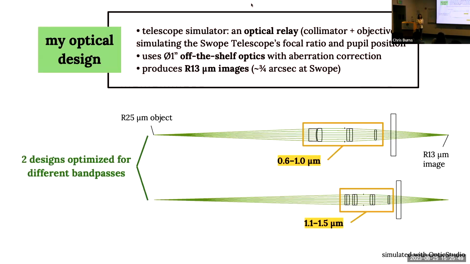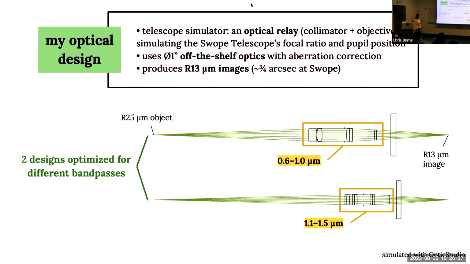My telescope simulator uses off-the-shelf optics that are 1 inch in diameter. And because chromatic aberration was a dominant source of aberration in my system, I made sure to use achromatic doublets, such as these ones, to correct for this effect. A key feature of my telescope simulator is that it produces images that have a radius of 13 microns. This corresponds to about 3/4 of an arcsecond at the SWIP telescope, or slightly better than the best image quality that you can get from the SWIP telescope. And this will really allow us to test the limits of what Henrietta can do.